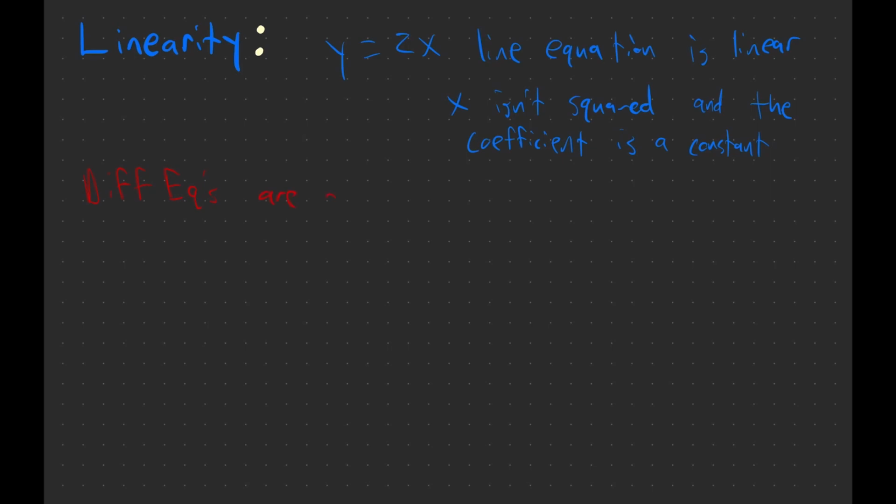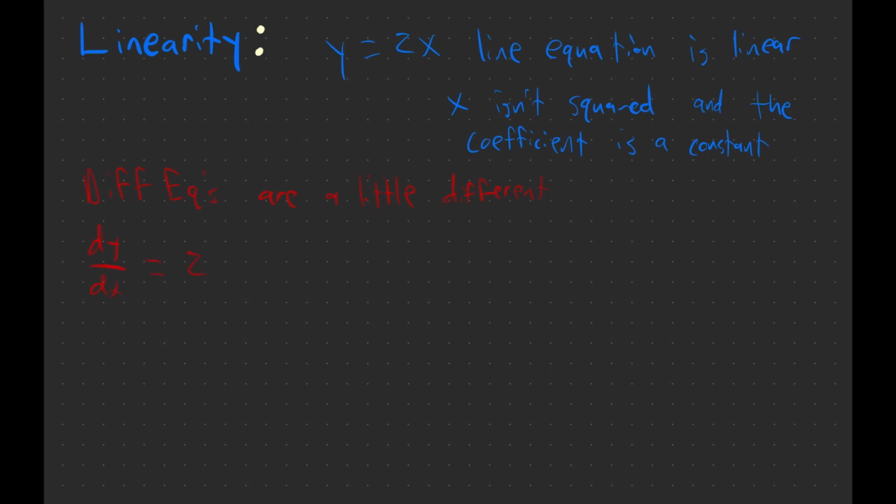Alright, now let's move on to linearity. This part trips people up a little bit more than the first two parts. When we're talking about something that's linear, like a line equation, y equals 2x, x isn't squared, there's nothing going crazy, and there's a coefficient in front of x that's a constant. In differential equations, it's pretty much the same, but we just have more variables and we have to look for different things. So let's take a look.